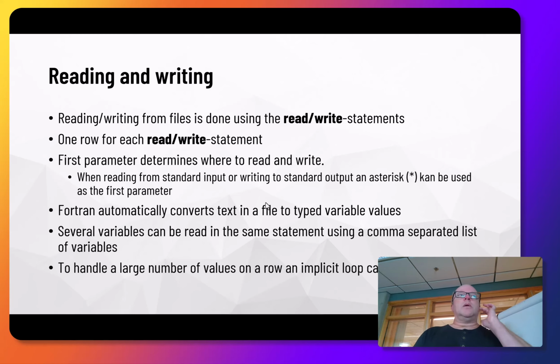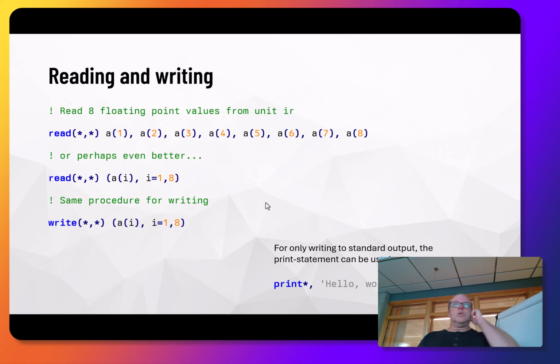You can also read several variables in a single statement using a comma-separated list of variables. And you can have something called an implicit loop inside your read or write statement to read several items at the same time with a loop variable. For example, here I read from standard input. The second parameter, which we are not using currently, is the formatting. Then you just give the variables that you want to read as a comma-separated list, and it will look for the values in the text file, and the values should be separated with a space.